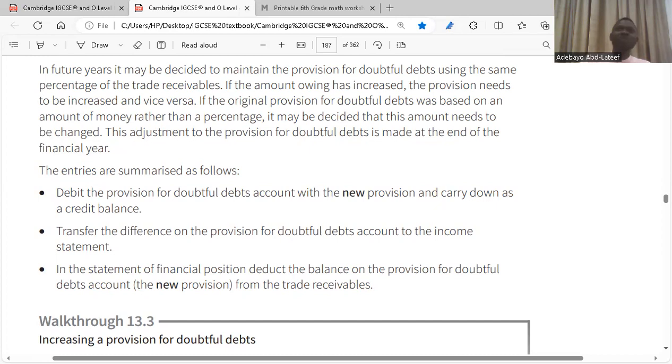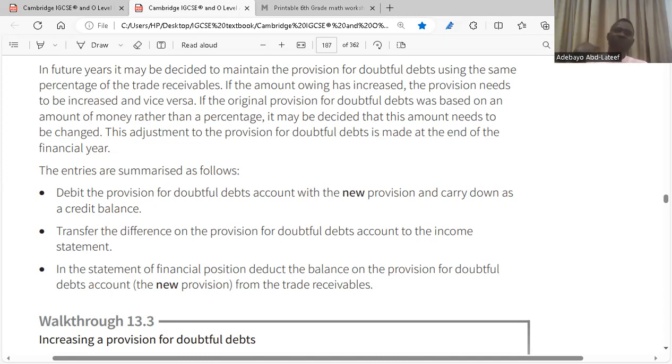You debit the account with that amount. Maybe before now it was $400. Now you are increasing it to $600. On your debit side, you have $600 in the provision for doubtful debt account. On the credit side, you have the old one, which is 400, then balance carry down of 200, making 600. Did you get it? Yes.